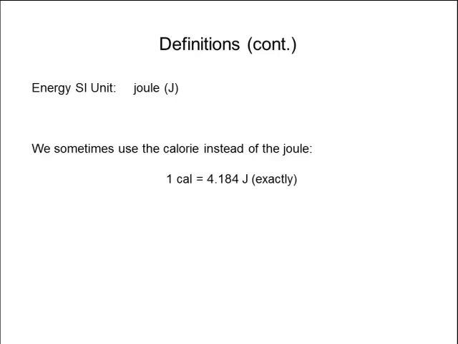So 1 calorie is 4.184 joules exactly. And then keep in mind a nutritional calorie. 1 nutritional calorie is equal to 1,000 calories. And notice the difference between those. I use a lowercase c for one and a capital C for the other.